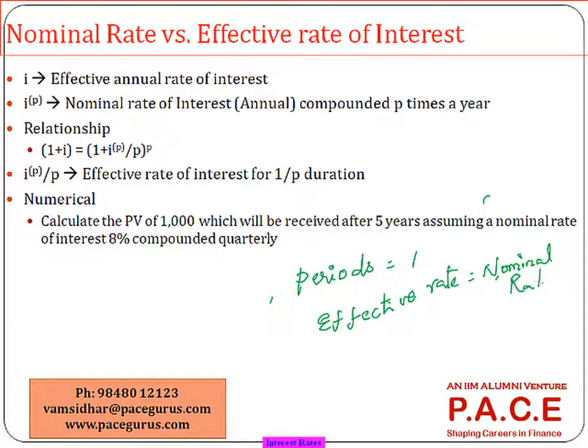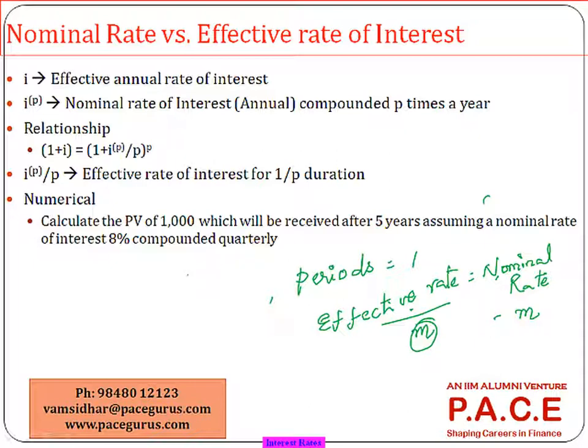What do I mean by that? If I'm talking about a monthly interest rate, monthly effective rate M, and monthly nominal rate is also M. If I'm talking about only a 1 month period, the monthly nominal rate will be the same as monthly effective rate also.